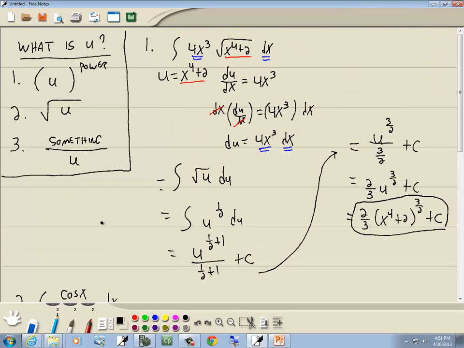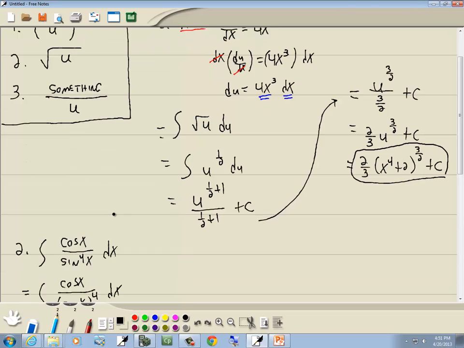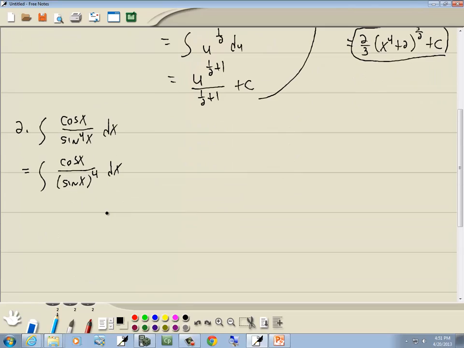So if we come back up here, we said if we have parentheses to a power, we let u equal what's inside the parentheses. Well, we got parentheses to a power down in the denominator. So we're going to let u equal what's inside the parentheses. So u is equal to sine x. For du, we're going to take the derivative of that. Derivative of sine is cosine. And then we add on our dx.